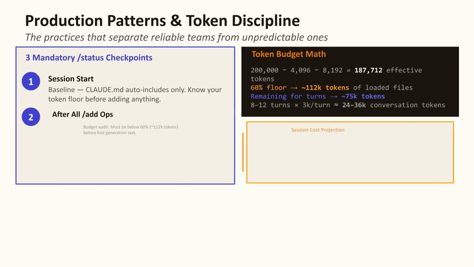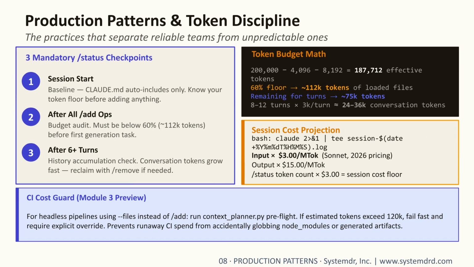Follow 3 mandatory /status checkpoints: at session start, after all /add operations, and after 6 or more turns. The 60% ceiling reserves room for about 8 to 12 turns of conversation. Log every session to project cost. For CI pipelines, use a cost guard to prevent accidental runaway spending from incorrect globs.